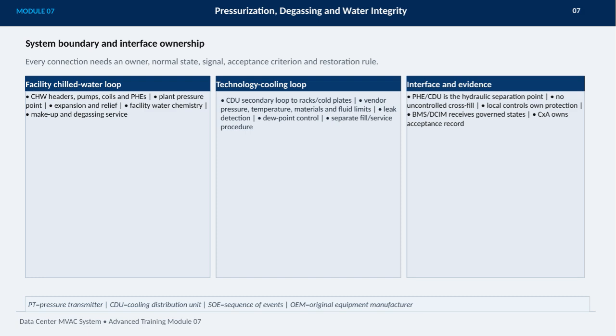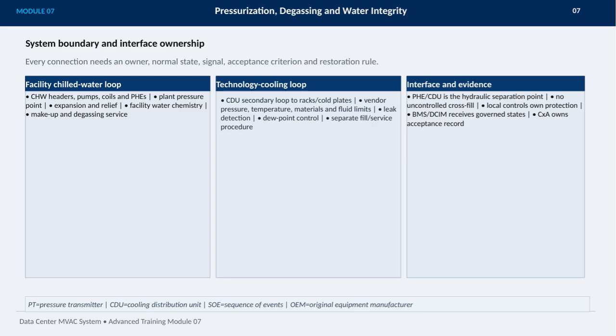Looking at the facility chilled water loop, it includes components like chilled water headers, pumps, coils, and plate heat exchangers. Important aspects such as the plant pressure point, expansion and relief mechanisms, water chemistry, and makeup and degassing services are all critical to maintain system integrity.